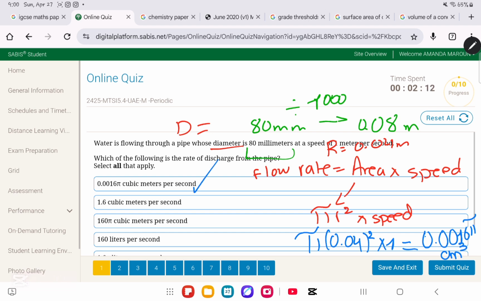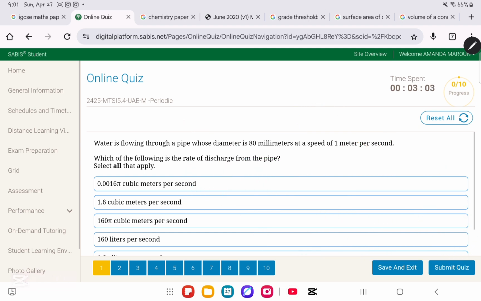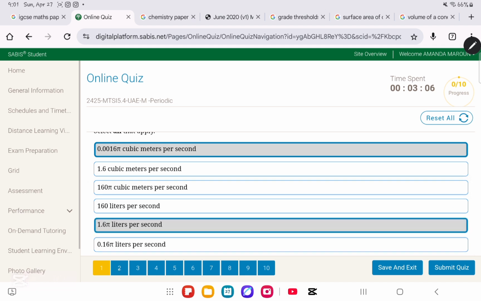So the first option is an answer. Another option would be in liters per second. How do we change it from centimeter cubed to liters per second? My bad, it's not centimeter cubed, it's meter cubed. So how do we change it from meter cubed to liters per second? Very simply, we multiply by 1,000. So you get 1.6 pi liters per second. So the two answers are 0.0016 pi meter cubed and 1.6 pi liters per second.